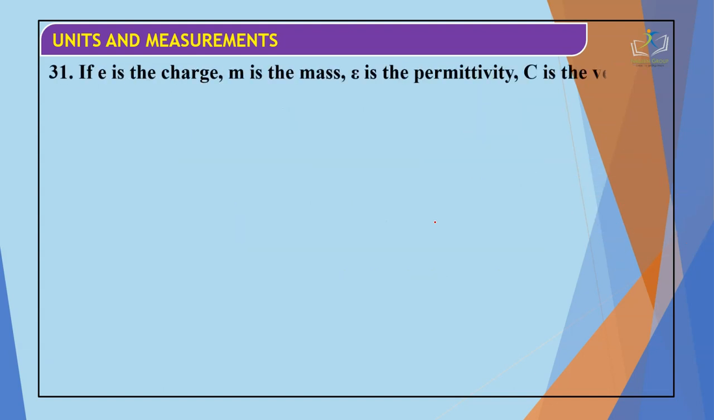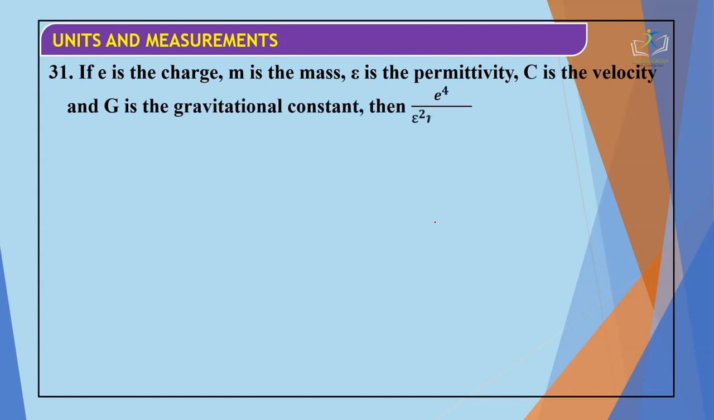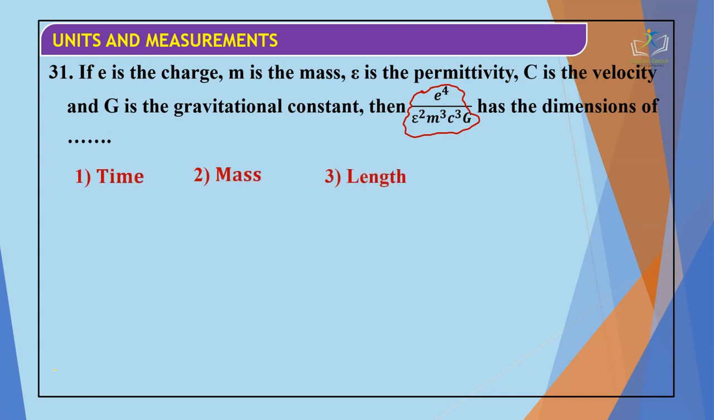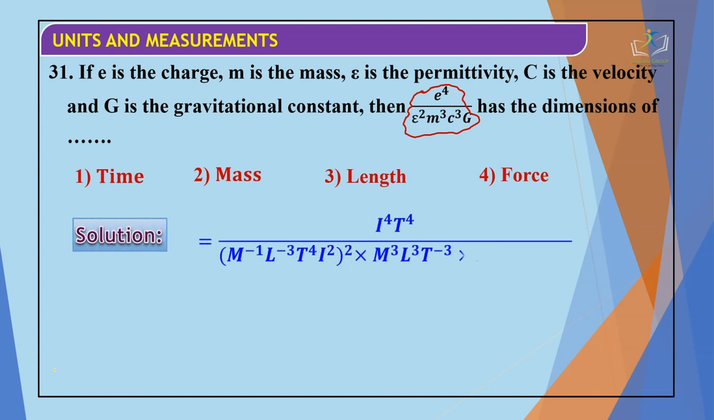If e is the charge, m is the mass, epsilon is the permittivity, c is the velocity, and G is the gravitational constant, then this complete expression has the dimensions of what? For this question, students, moving to the solution part, we have the given options also. The options are time, mass, length, and force. For the solution, we just put the individual values of the dimensions, and this gives the time equation.